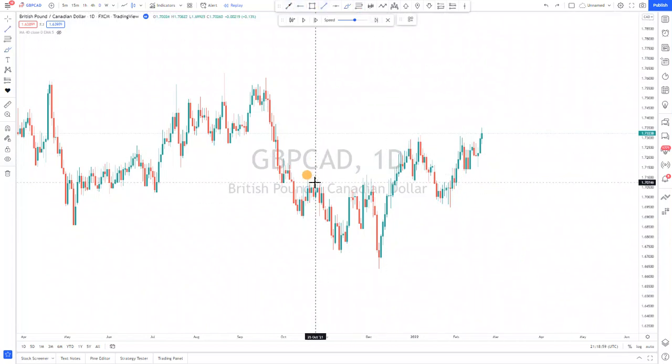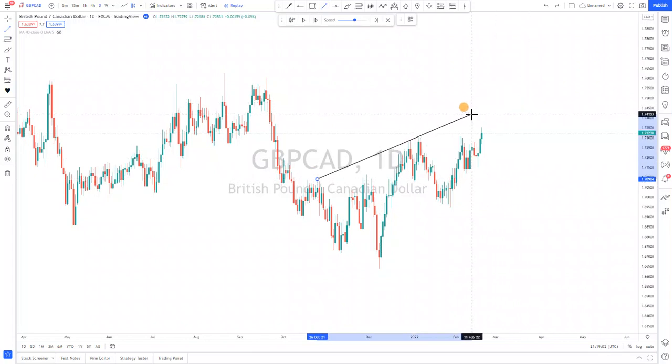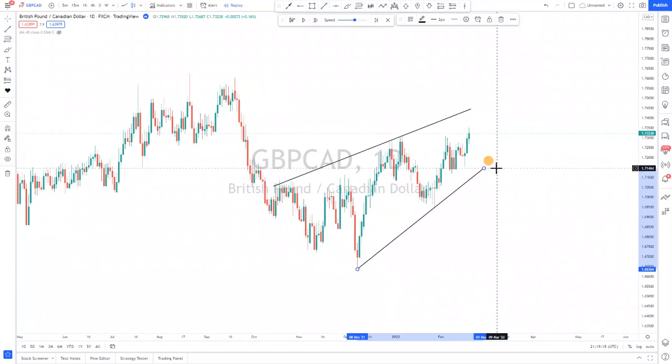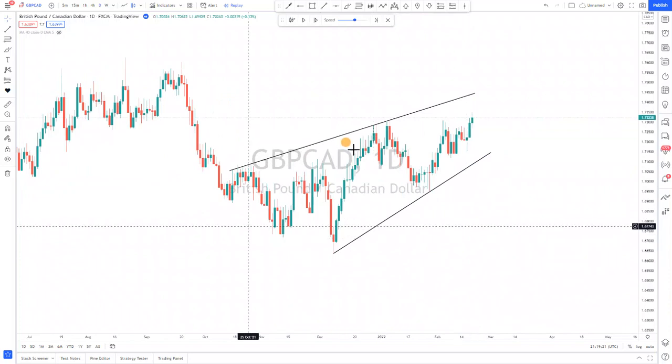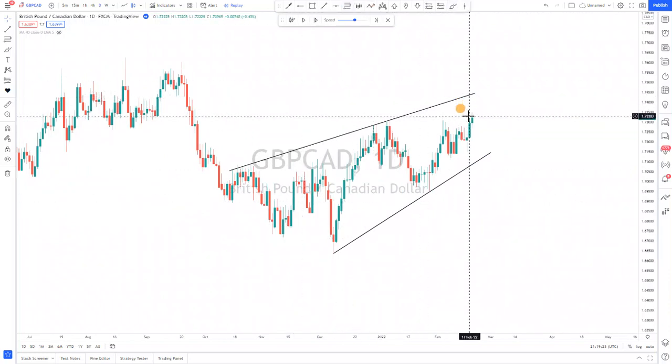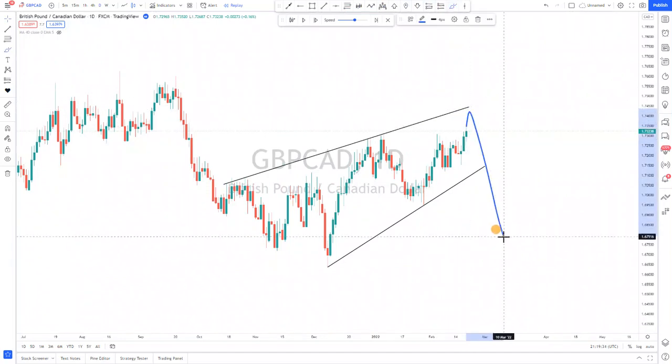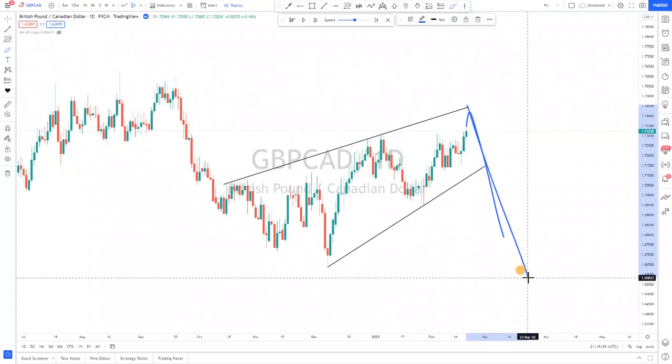So I'm just going to go ahead and draw my structure. On my daily, my structure looks like this. It doesn't have to be beautiful. Sometimes you have to treat the market ugly. That is what the professionals say. So in this case, this tells me I'm looking for price to get a little bit higher before I sell. I'm anticipating that the next price impulse will be to the downside. That is what I look for.